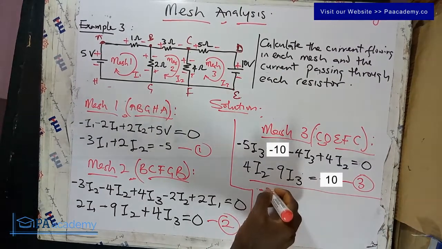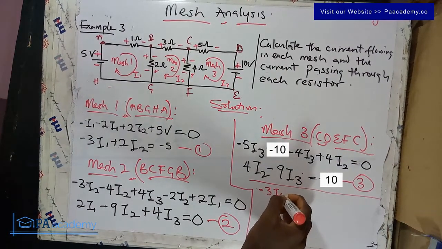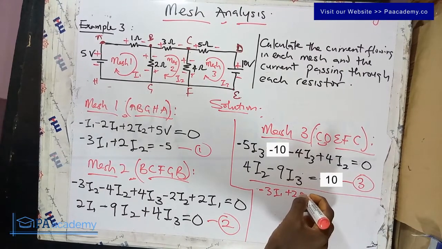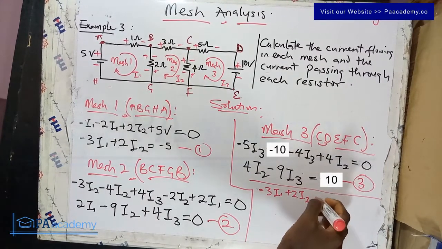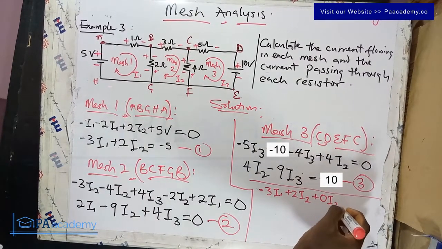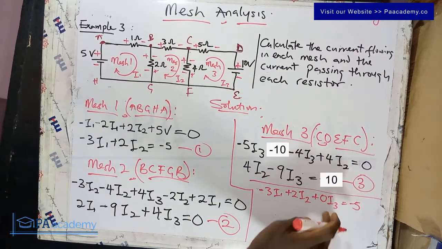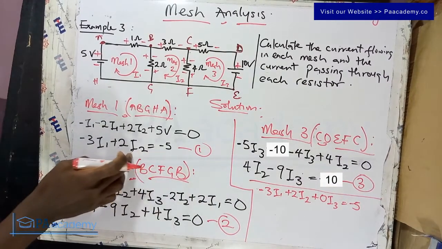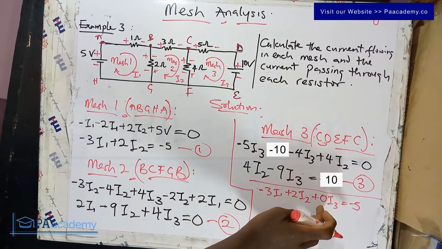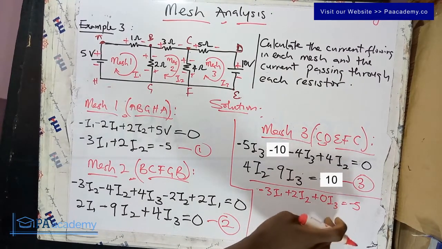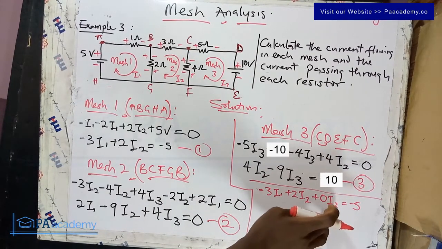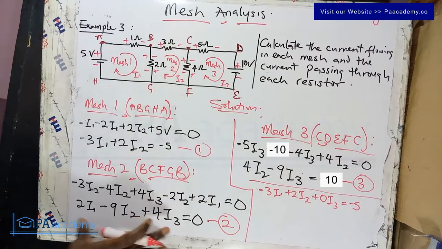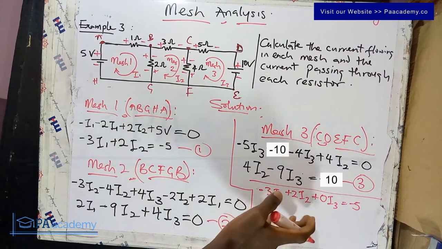So we are going to be having minus 3I1 plus 2I2, then plus 0I3 equals minus 5. Now you can see that I3 is not in this equation, but having plus 0I3 is still the same thing as 0. The only reason why I'm adding it here is so that if you are trying to use your calculator to get your answer, it makes it much easier.